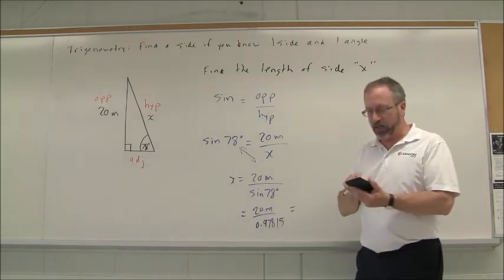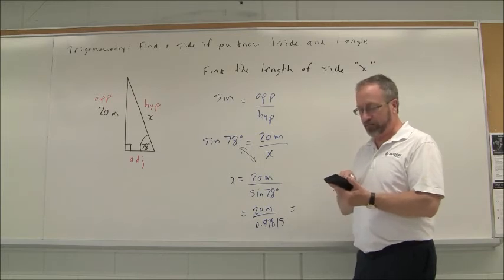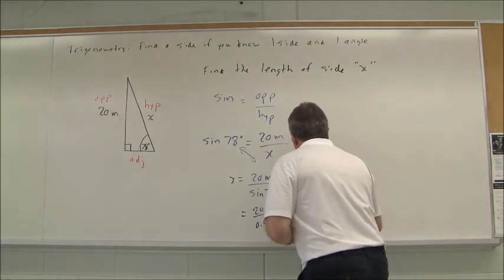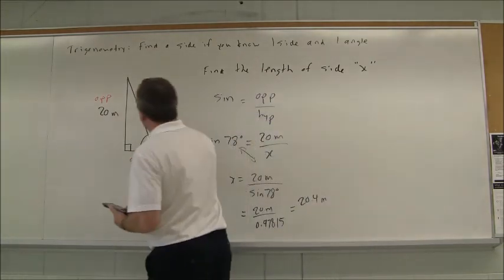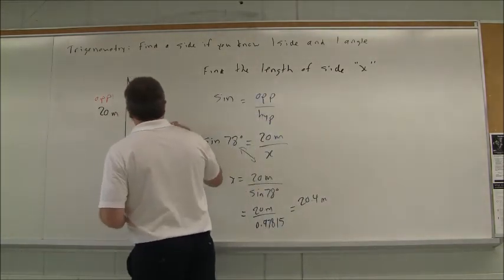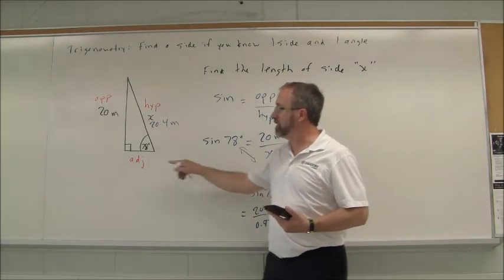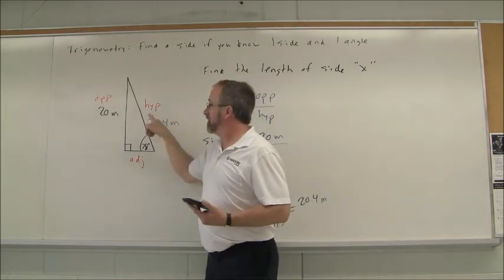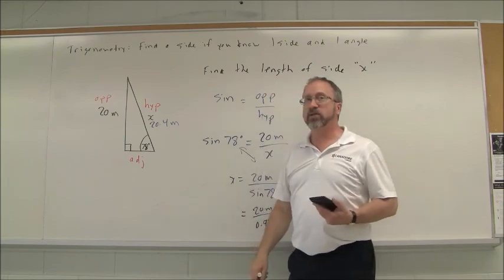So we can take 20 and divide it by the sine of 78. I get 20.4 meters. So this side is 20.4 meters. The trick to this: label those sides, see what you're trying to find, see what you know, and that will tell you what ratio you have to use.